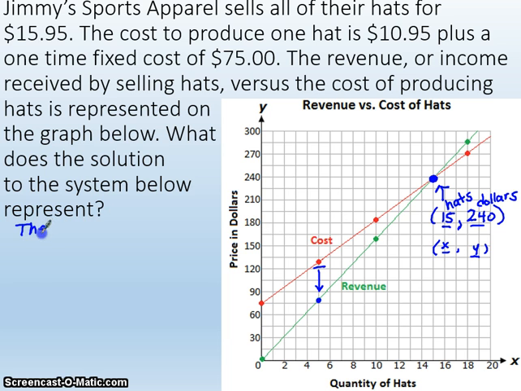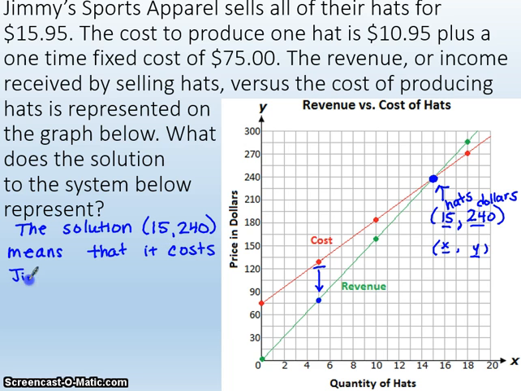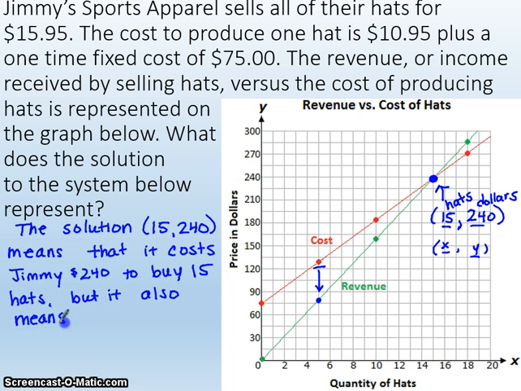So the solution, 15, 240, means that it costs Jimmy $240 to buy 15 hats, but it also means he can sell 15 hats for the same amount.